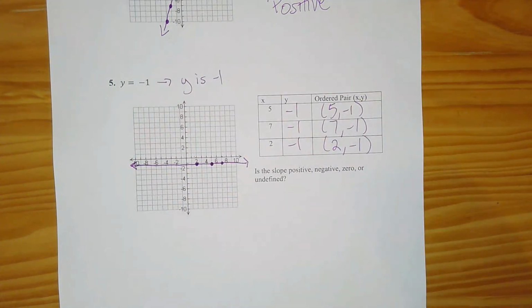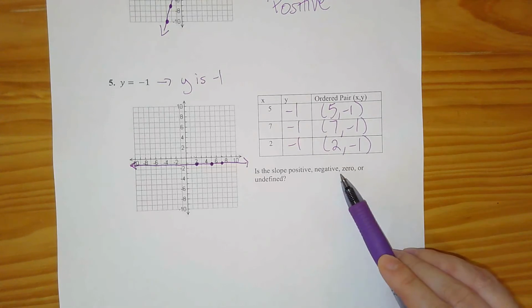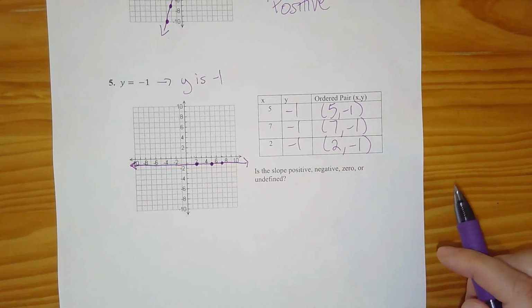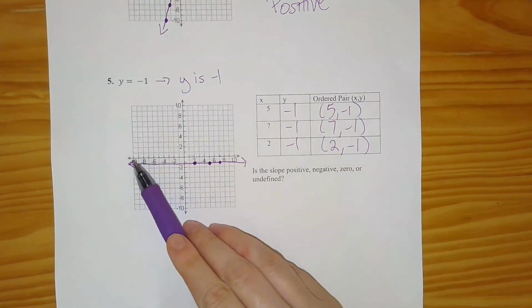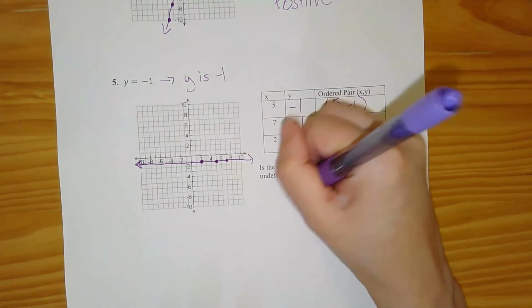Okay? Now for a horizontal line, is the slope positive, negative, 0, or undefined? What do you think? This was our bicycle just riding along. It's not falling off a cliff or anything. This means that our slope is 0.